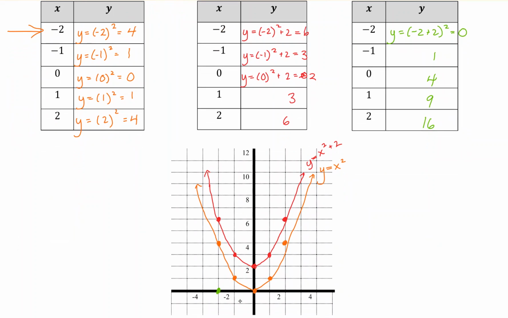So -2 and 0 is right there. -1 and 1 right there. 0 and 4. 1 and 9. And what you notice is 2 and 16, based on the scale I've created here, it doesn't work. Our y-axis only goes up to 12, so we don't have to worry about graphing that final point. And again, connect them.